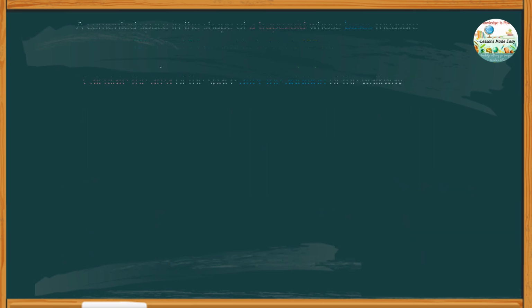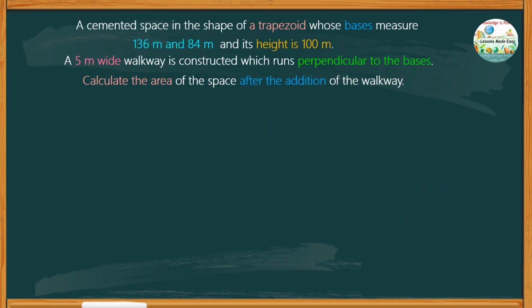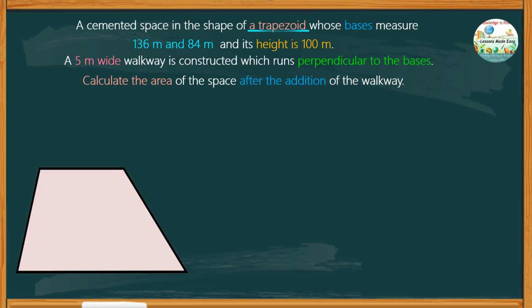Let's analyze and illustrate the given problem. It is stated that the shape of the cemented space is a trapezoid. The bases, of course, are the parallel sides. The shorter side would be 84 meters long, and the longer side is 136 meters. The height is also given, which is 100 meters.